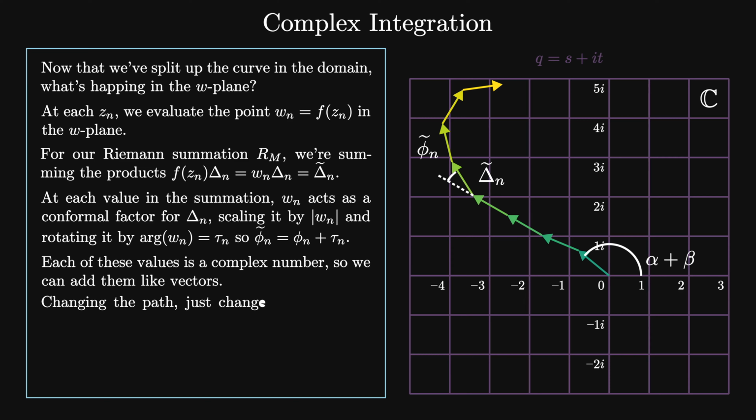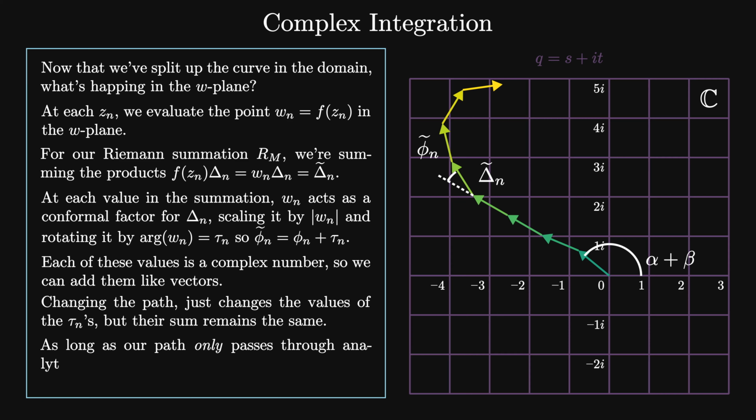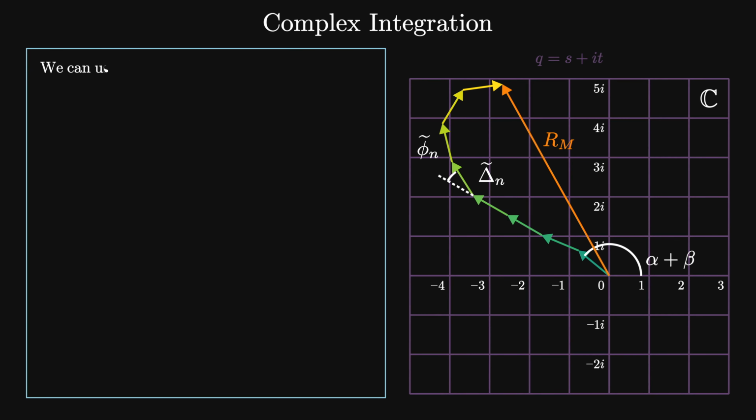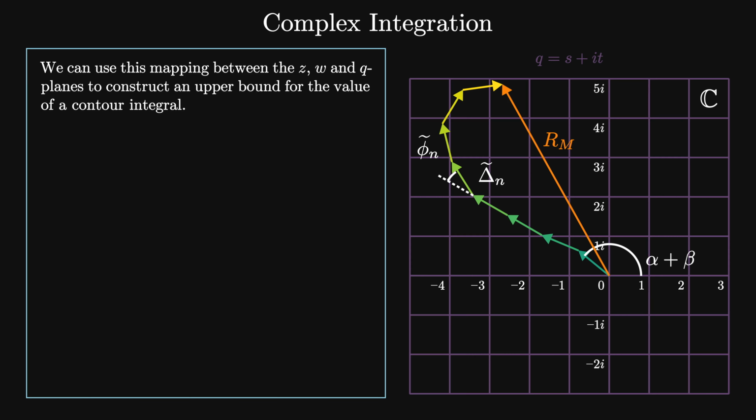Changing the path just changes the values of the tau_n's, but their sum remains the same. So as long as our path only passes through analytic points, the value of R_m depends only on the start and the end points. We can use this mapping between the z, w, and q planes to construct an upper bound for the value of a contour integral.